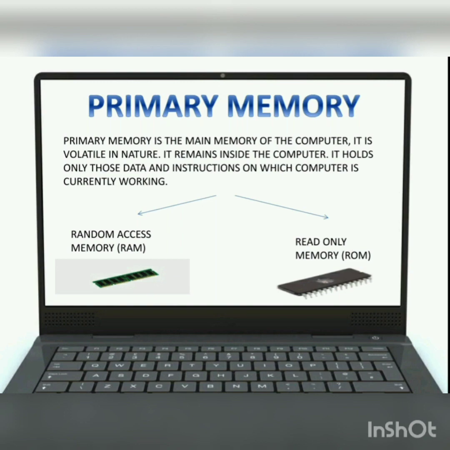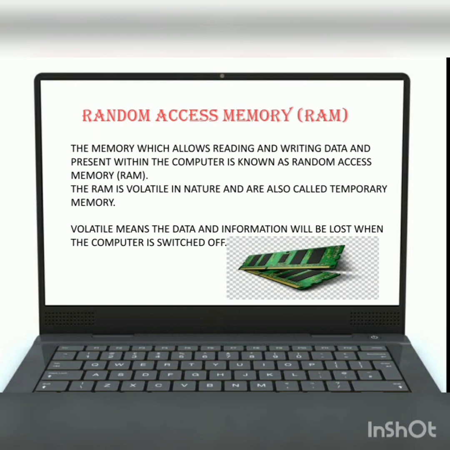Now let's get started with RAM. RAM stands for random access memory. It is the internal memory of the CPU for storing data, programs, and their results. Kids, RAM allows reading plus writing data.